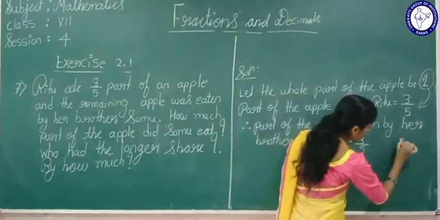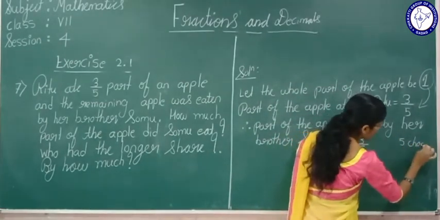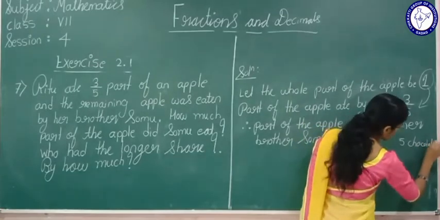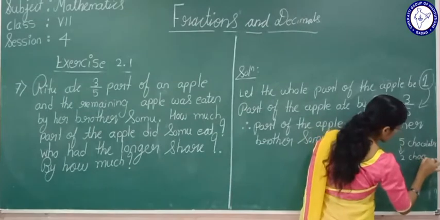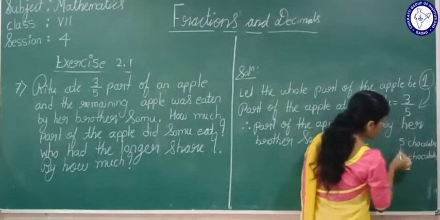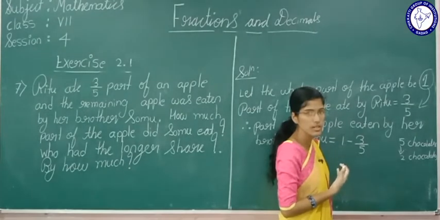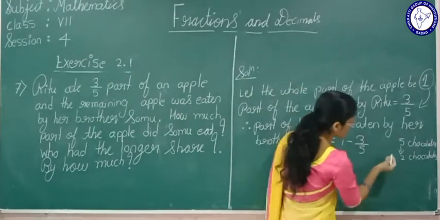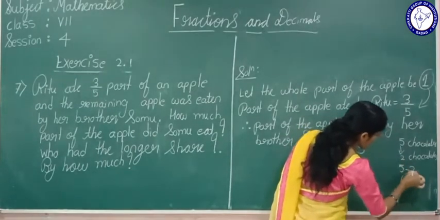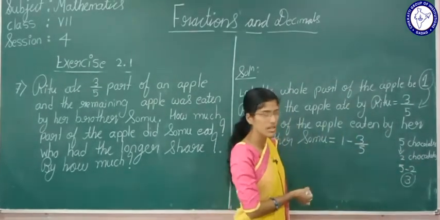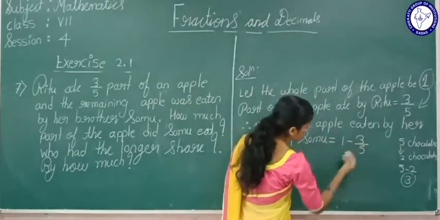Suppose I have 5 chocolates. My friend will eat 2 chocolates. For me, how many chocolates she kept? Remaining I will eat, no? What is the remaining? How we will do? 5 minus 2. 5 minus 2 is 3. 3 chocolates I will eat. The same thing here, okay? Whole minus this one. 1 minus 3 by 5.